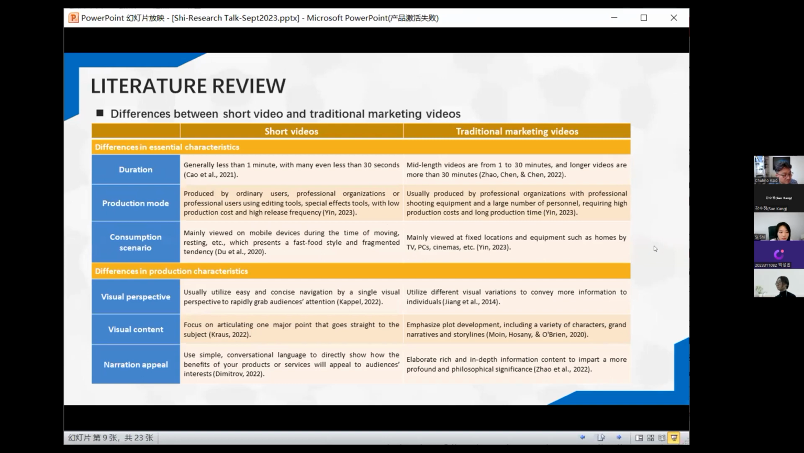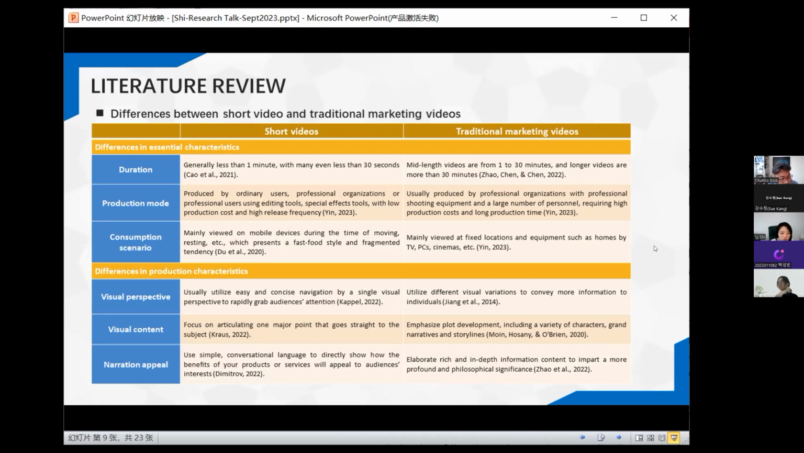But based on the limited literature, we have first identified some differences in their essential characteristics, including their duration, production mode, and consumption scenario. In terms of the duration, the short videos, as you know, are defined as generally less than 1 minute, but in practice, they are usually less than 30 seconds, right? Especially on the TikTok platforms. And the traditional marketing videos are mid-length videos usually lasting from 1 minute to 30 minutes, and longer videos will be more than 30 minutes.